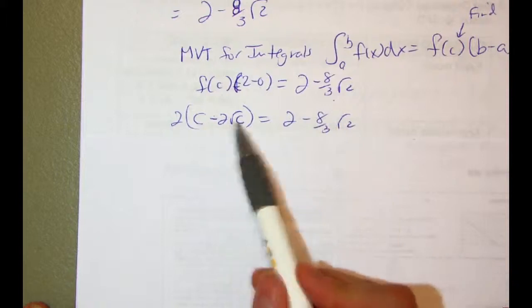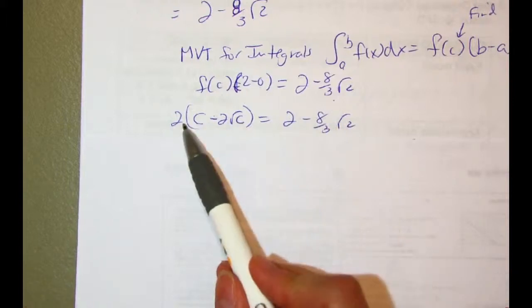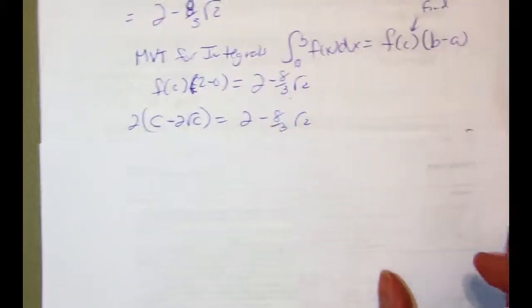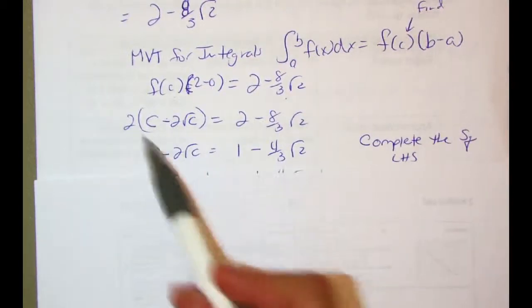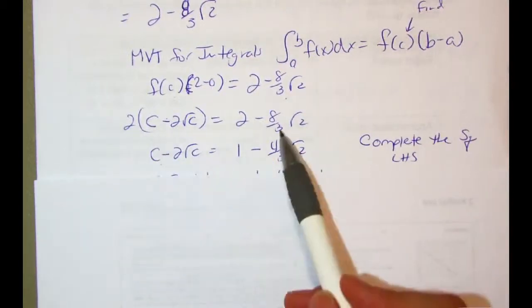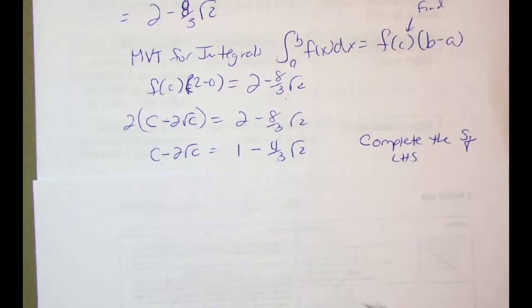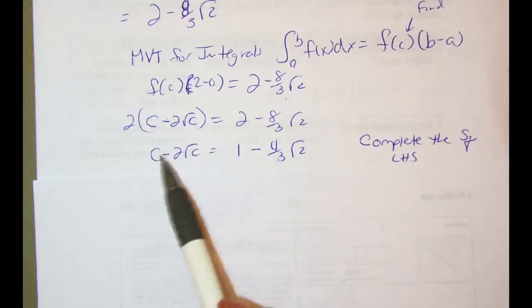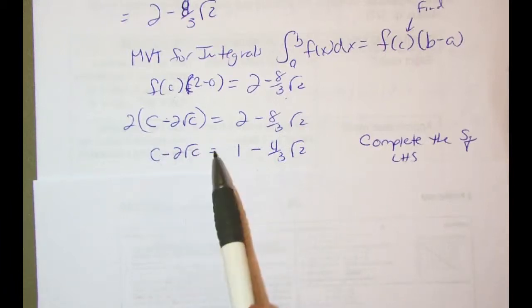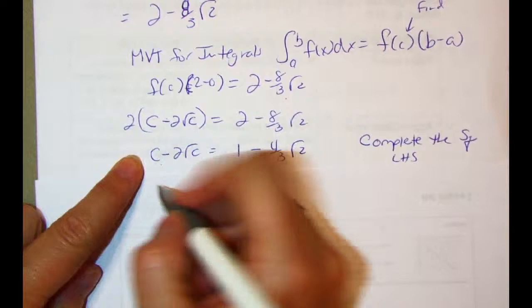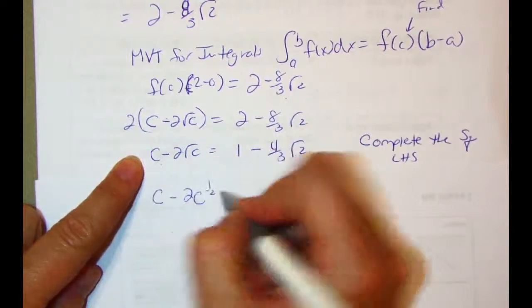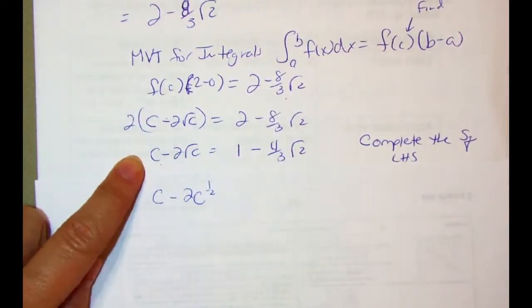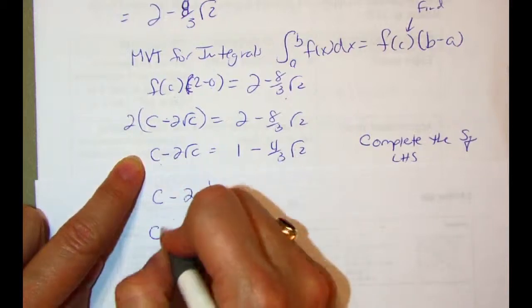Again, I'm going to solve for c. The first thing I'm going to do is divide both sides by 2. So I divided by 2, that's gone. I have c's in 2 different places. If I wrote this out a little bit differently, that's c minus 2 c to the 1/2.